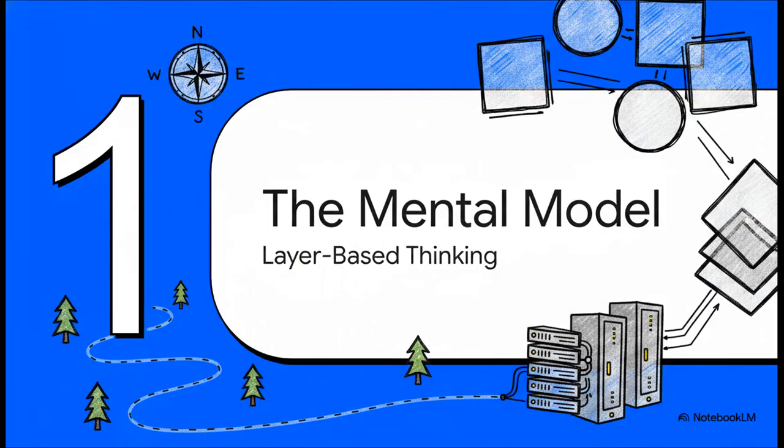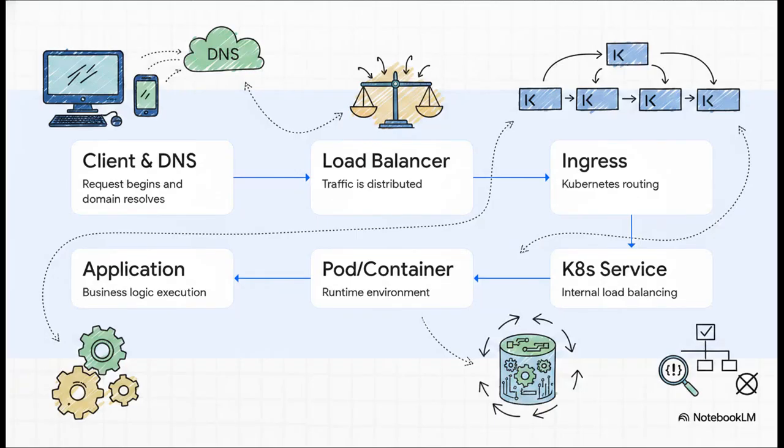Okay, let's jump into Section 1. The mental model. Let's see how building a layer-based approach gives us a map through the wilderness of a production request. Every single request in production has to survive this specific gauntlet.